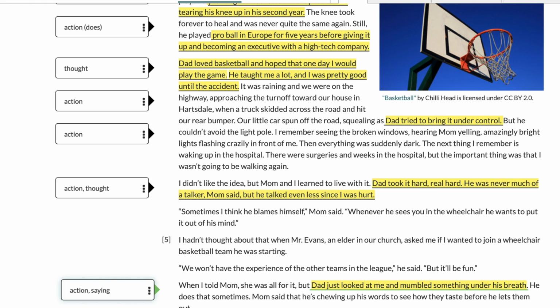He does that sometimes. Mom said that he's chewing up his words to see how they taste before he lets them out.